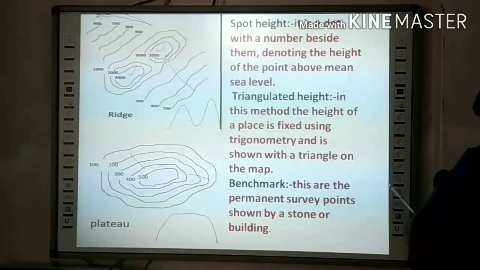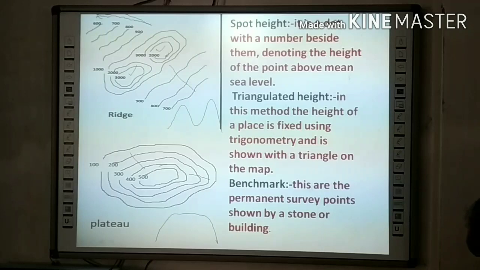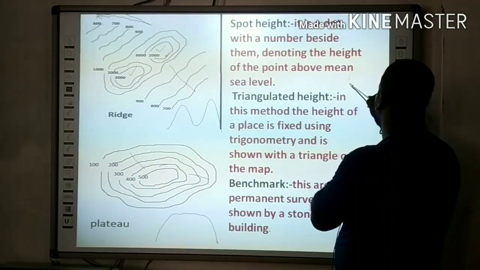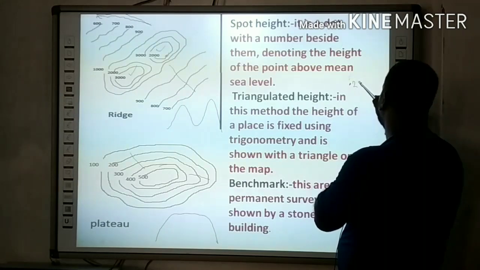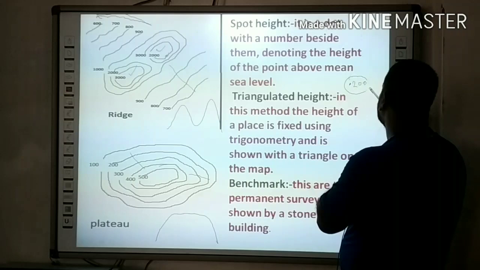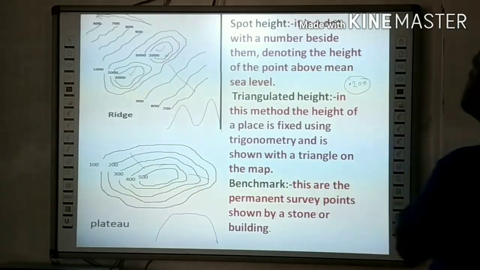What is a spot height? It is a dot with a number beside it. In this way, you will find a dot in your map and there will be a number written. Now what does it mean? It means that the height of this area is above 200 meters.